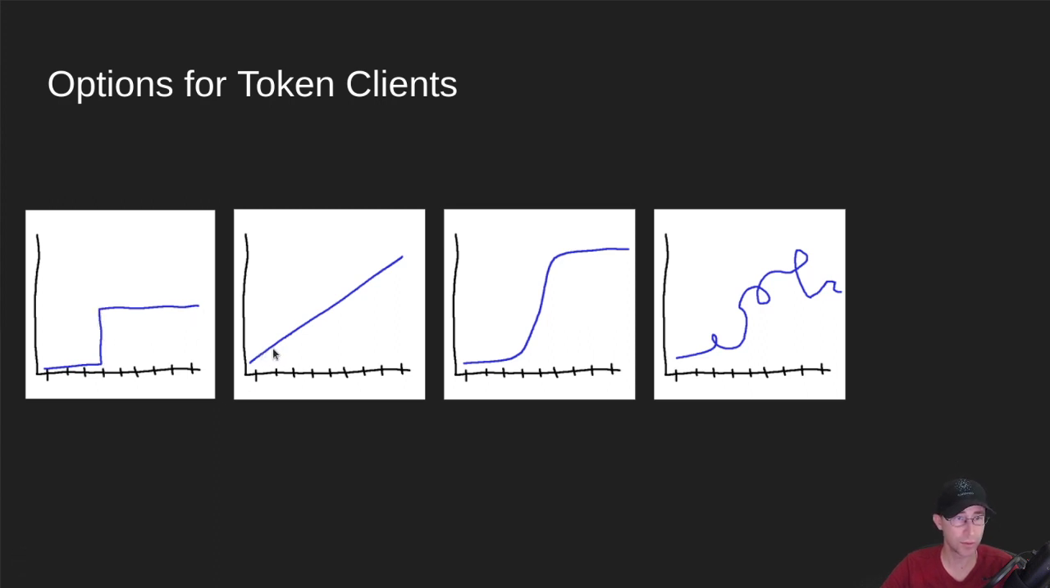There's also the linear option, which is the more ADA you hold, the more token you receive. So that's the linear option, and these two are where we started.